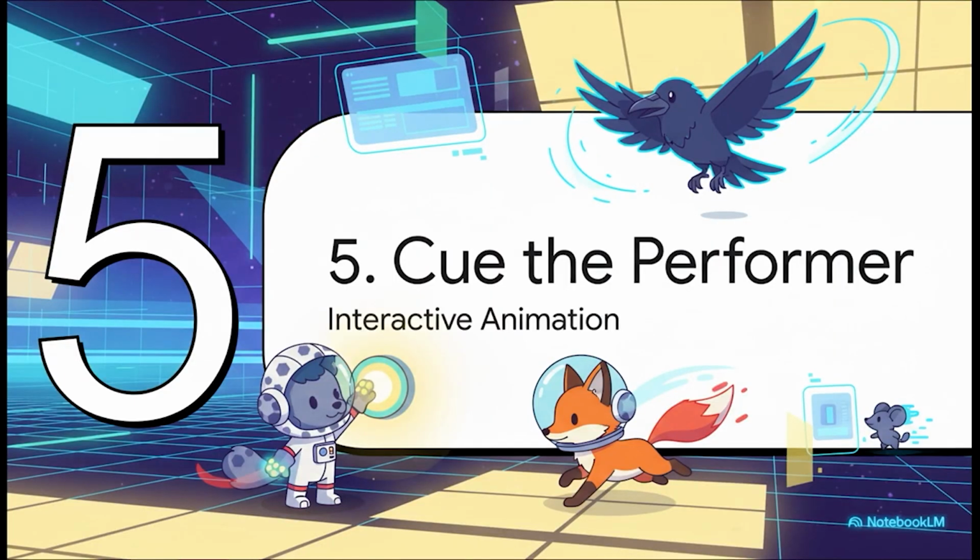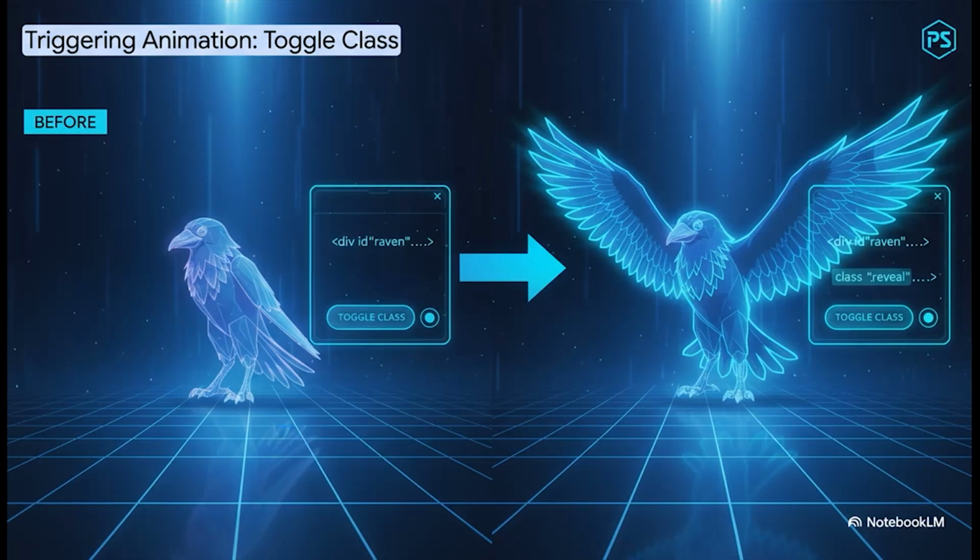Moving on to a crucial part, cueing the performer. Because, let's be real, motion that just runs on its own is often just decoration. To make it truly powerful, we need to connect it to user interaction. Let's make this stuff interactive. So what's the best way to do this?